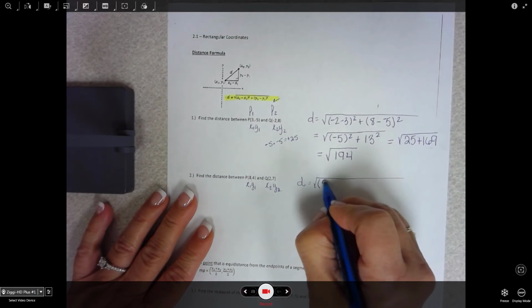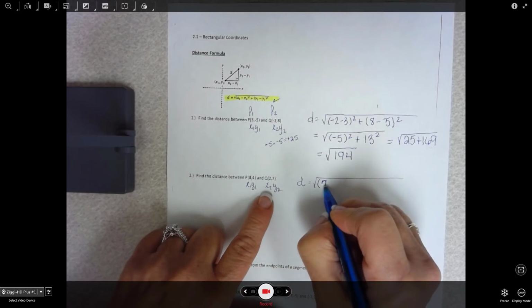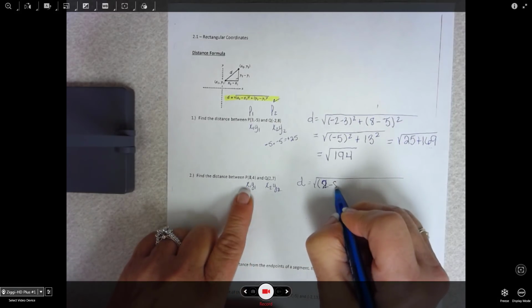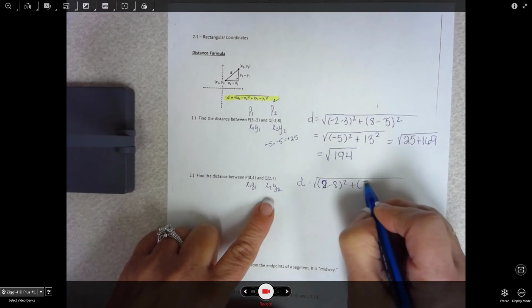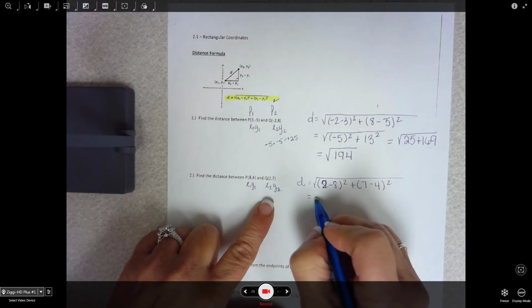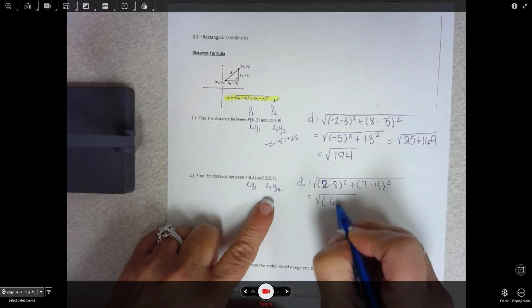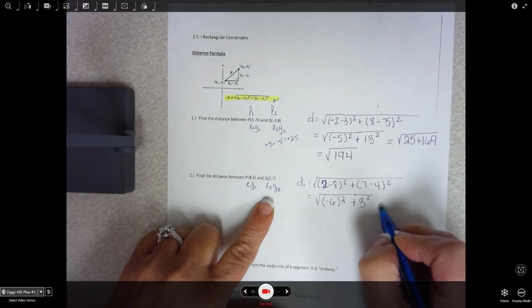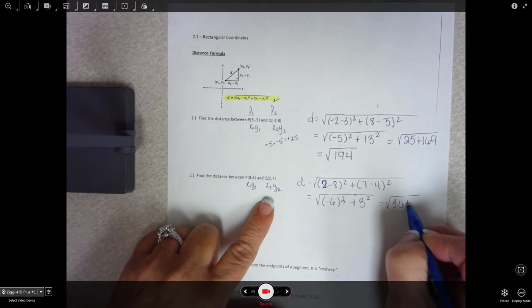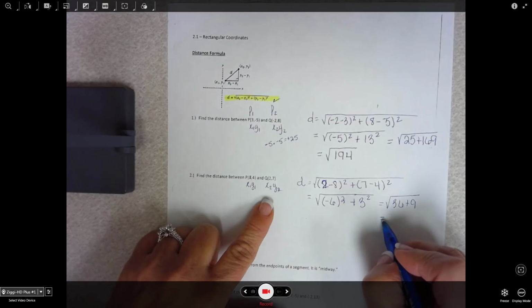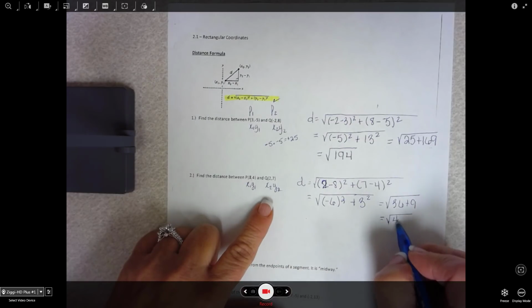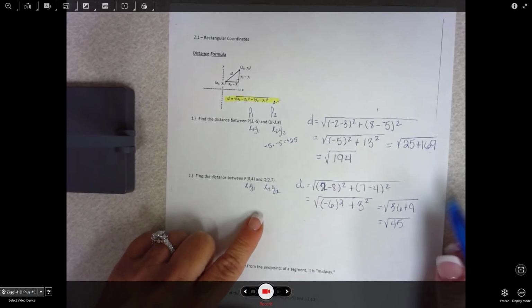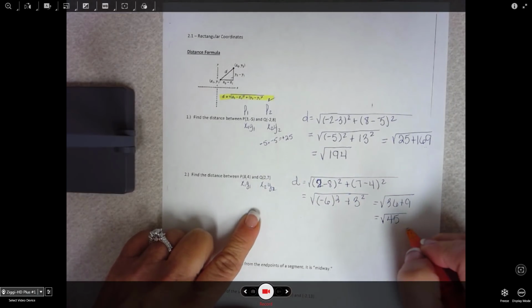Just apply your rule. 2 minus 8 squared plus 7 minus 4 squared. That is negative 6 squared plus 3 squared. So 36 plus 9 is square root of 45. If we were going to break it down, that's the same as square root of 9 times 5, right? Or 3 square root of 5.